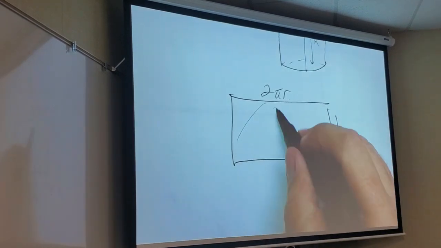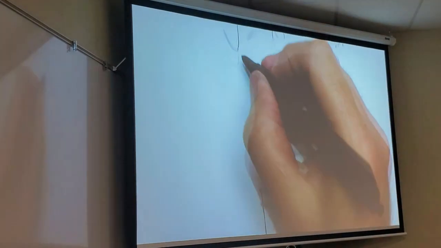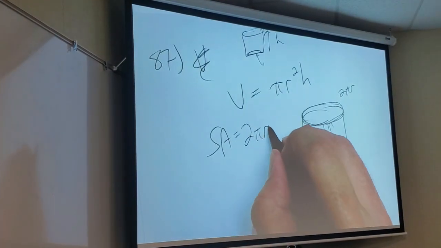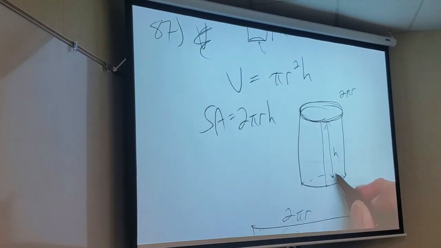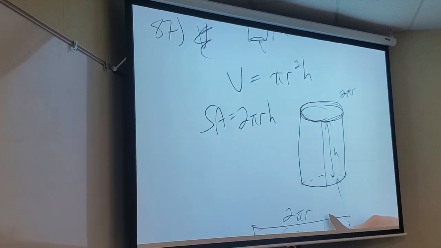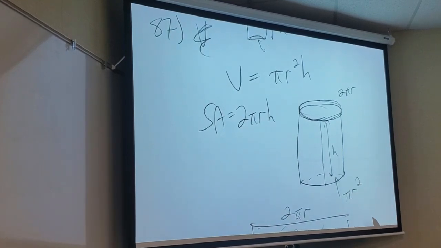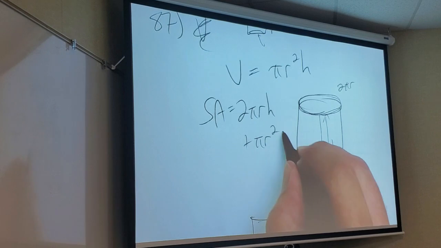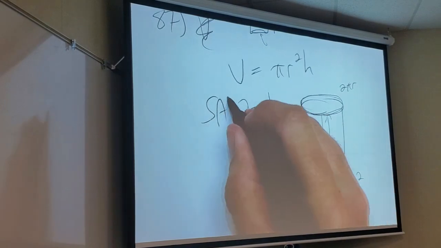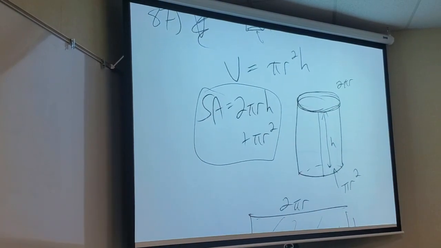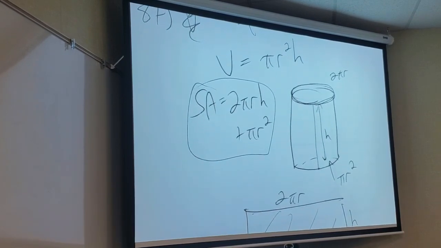So what's the surface area going to be then? 2 pi r times h. So the surface area of a cylinder is 2 pi r h. Then you have to add the area of the bottom. I think this problem said open top. So you also have the area of the bottom, which is of course pi r squared. No top, yeah. So that's the total surface area, and it would end up being 2 pi r h plus pi r squared.